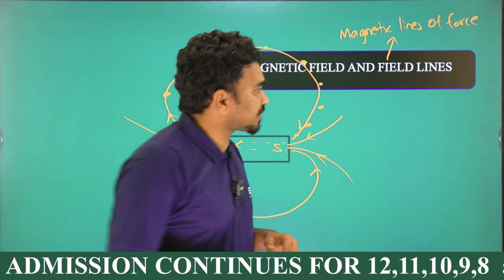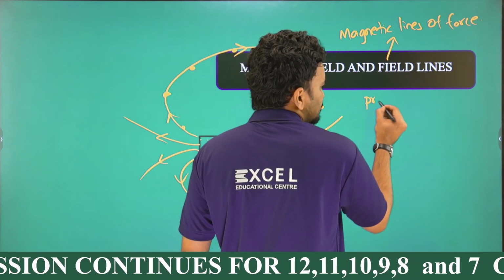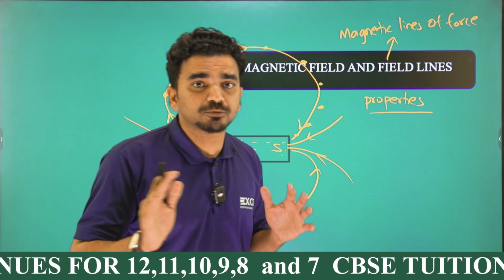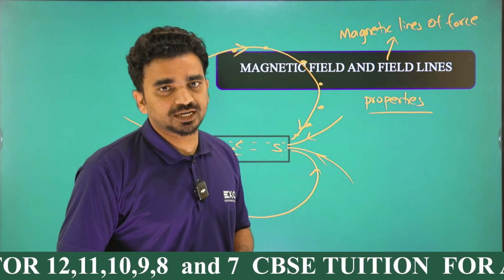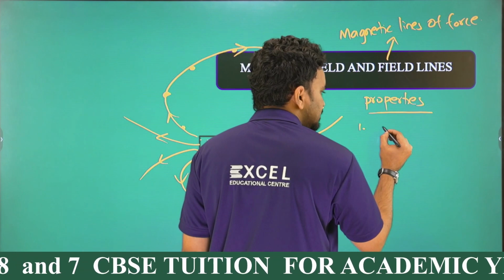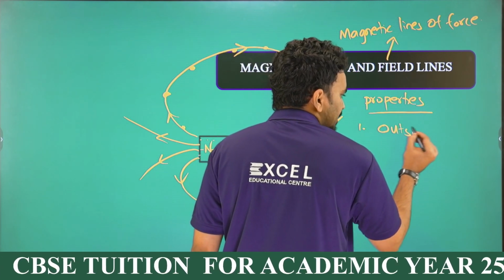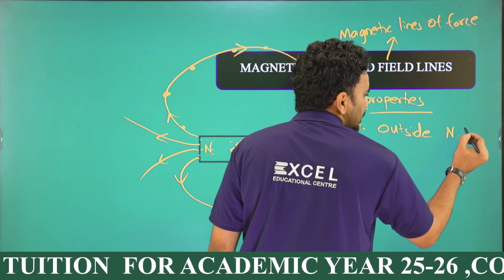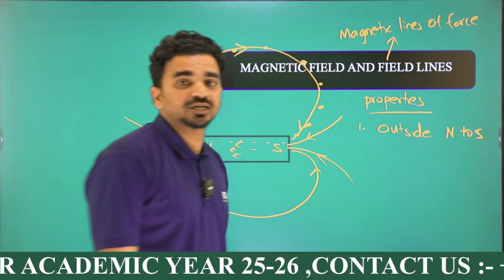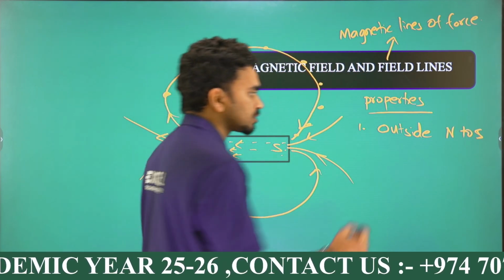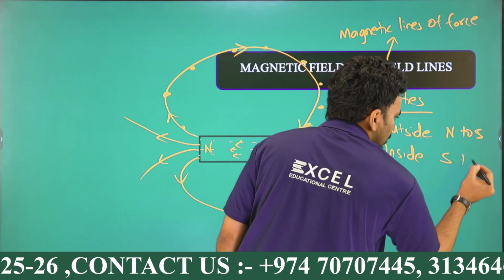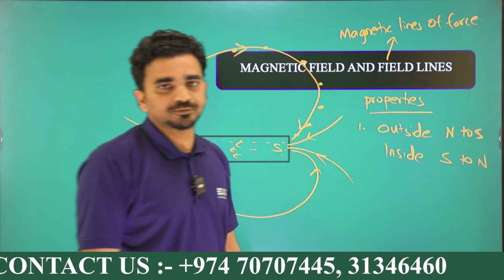Yeah. Now, what are the properties? I'm writing the properties in short here. Okay, properties. Easy scoring area. Don't miss out on this one. Everyone must learn. What are the properties of magnetic field lines? Property number one: magnetic field lines, outside the magnet, I'm writing here shortly, outside the magnet, it is from north to south. Which is the direction of magnetic field line outside the magnet? North to south. While inside the magnet, south to north. That is one property.